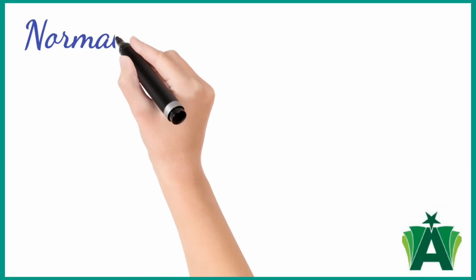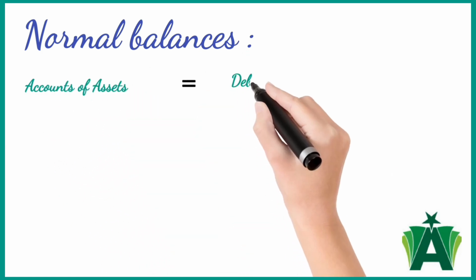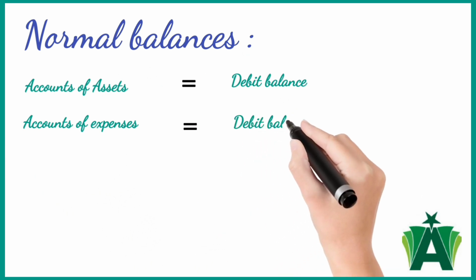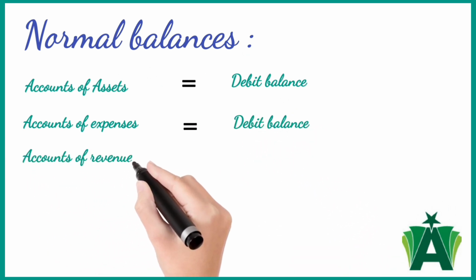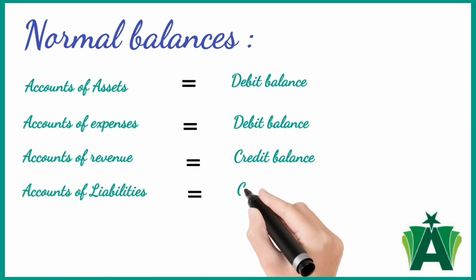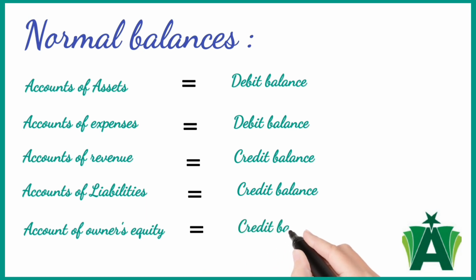The normal balances of various accounts are illustrated below. Accounts of assets normally have a debit balance. Accounts of expenses normally have a debit balance. Accounts of revenue normally have a credit balance. Accounts of liabilities normally have a credit balance. Accounts of owner's equity normally have a credit balance.